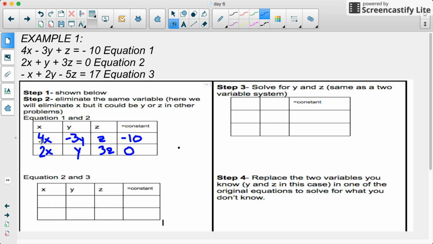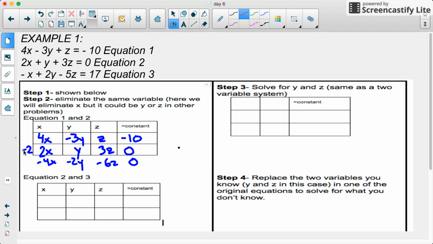So in order to eliminate x, I need to eliminate 4x and 2x. So I'm going to use multiples. In order to cancel out 4x, I need negative 4x. So I'm going to multiply my second equation by negative 2. And that gives me negative 4x, negative 2y, and negative 6z equals 0. And that's going to cancel out.